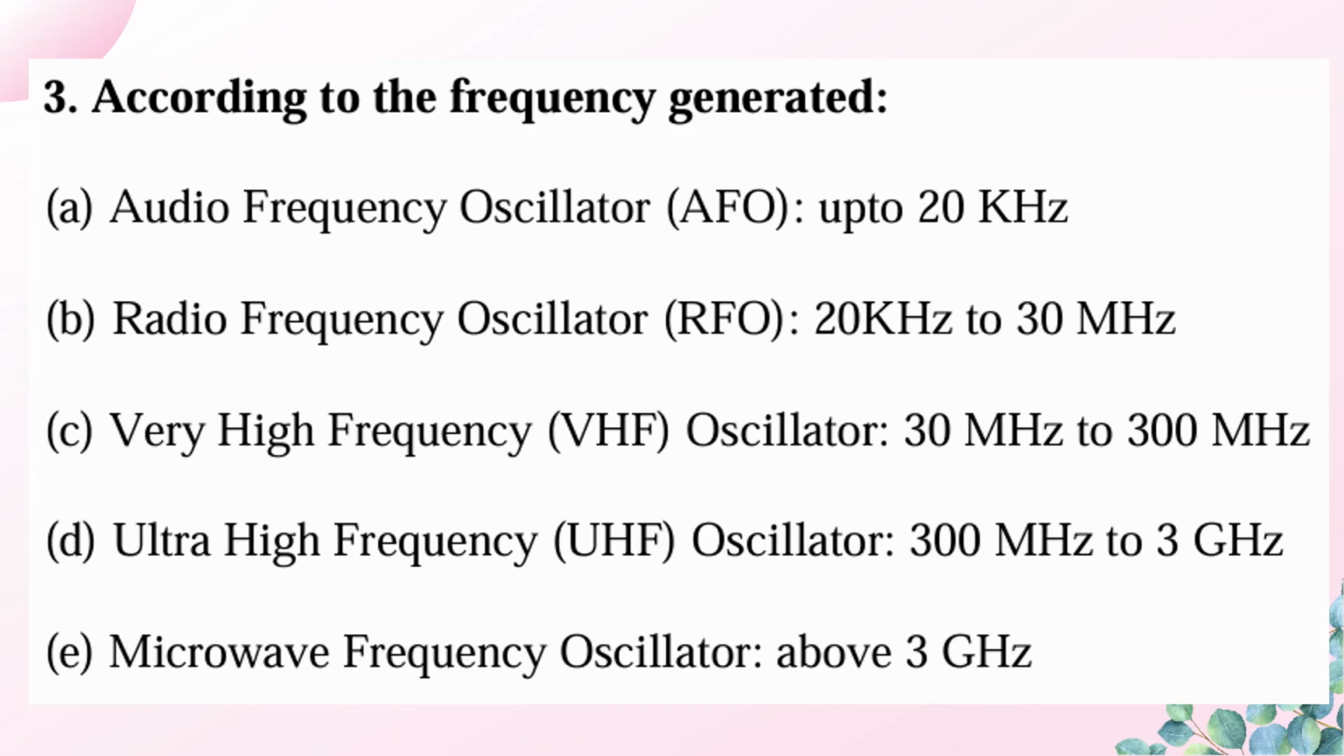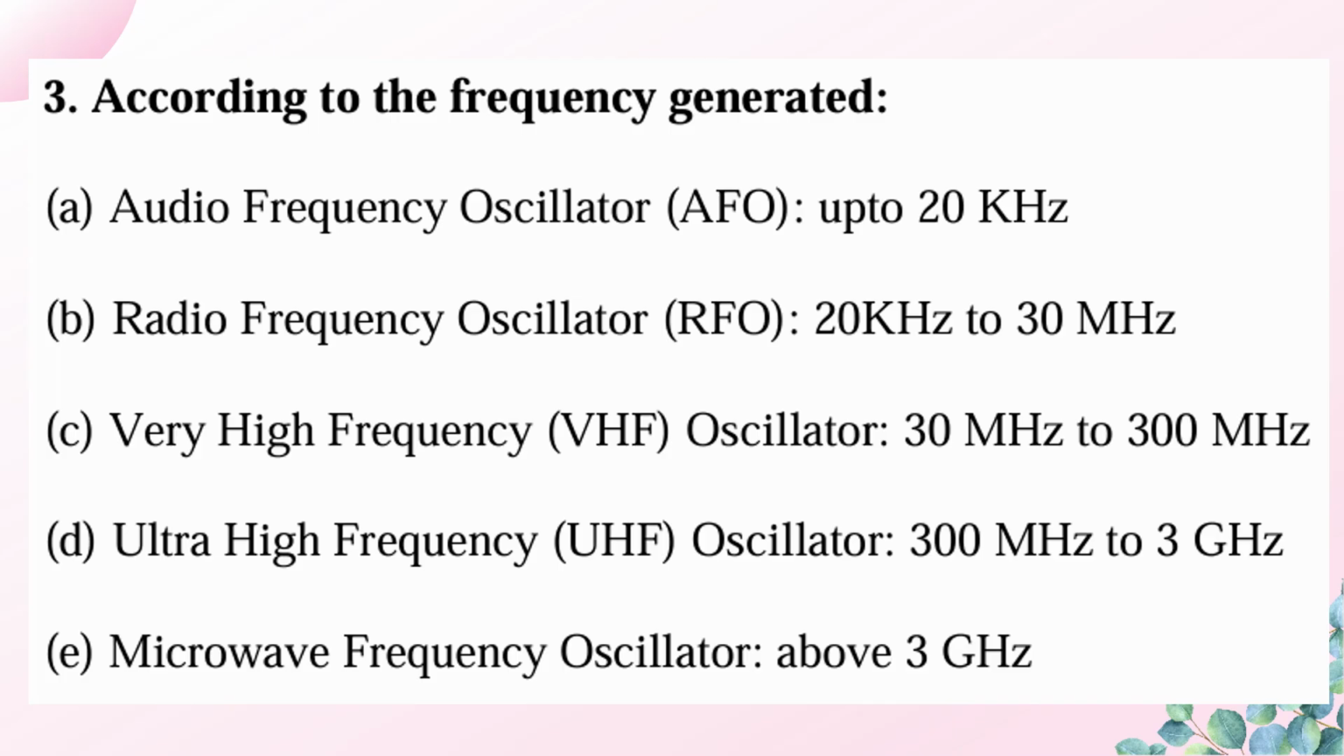And next is the classification of oscillators based on the frequency generated by it. Oscillators are the devices which generate waveforms. The waveform consists of a time period. The reciprocal of that time period is called the frequency. So based on the frequency generated by the oscillator, we can have 5 types of oscillators.